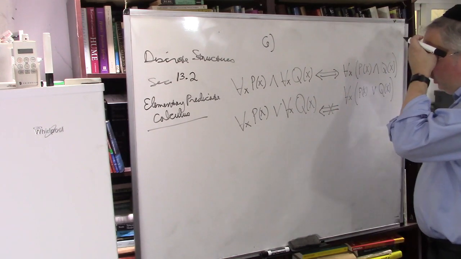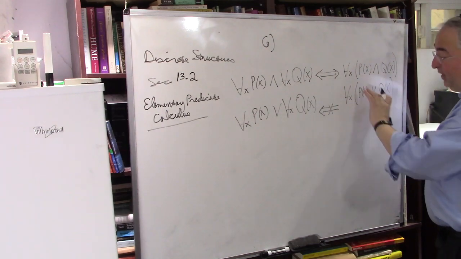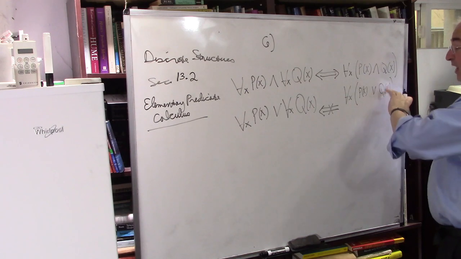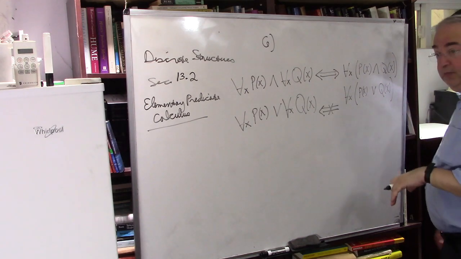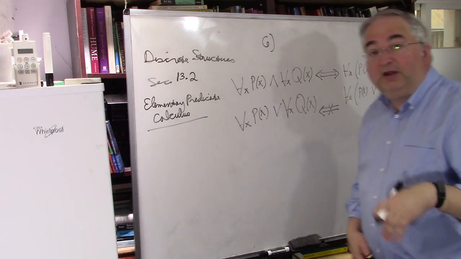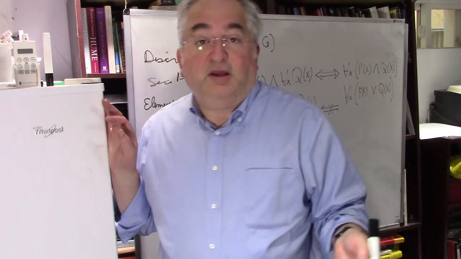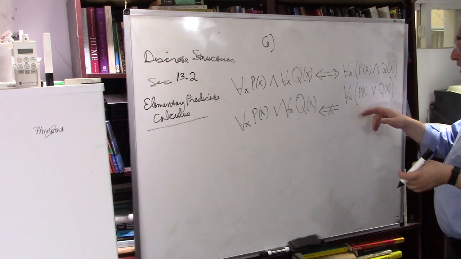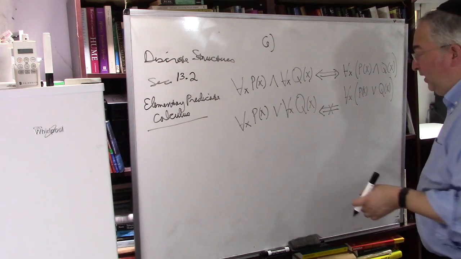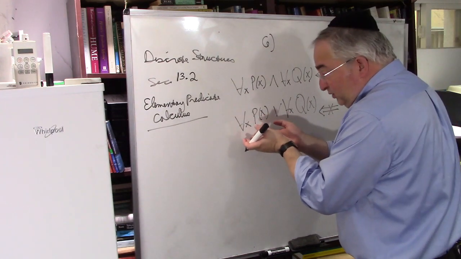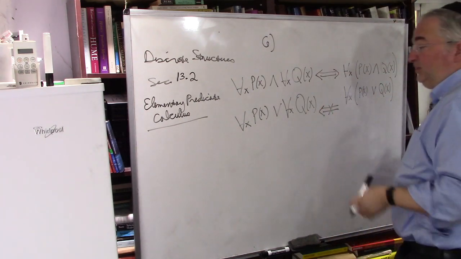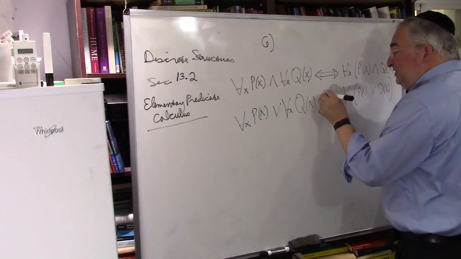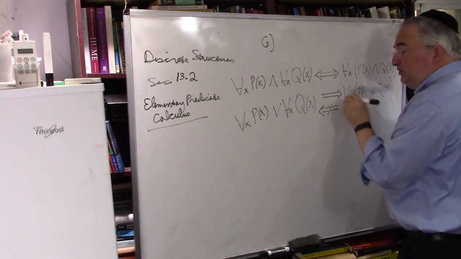Okay? Because it could be that some people are only rich, and some people are only handsome. Let's say God gives out his gifts evenly, okay? In that case, some people are rich, and those who are not rich are handsome. Now, that doesn't mean that everybody's rich, and it doesn't mean that everyone's handsome. So this is false, okay? But this is true.